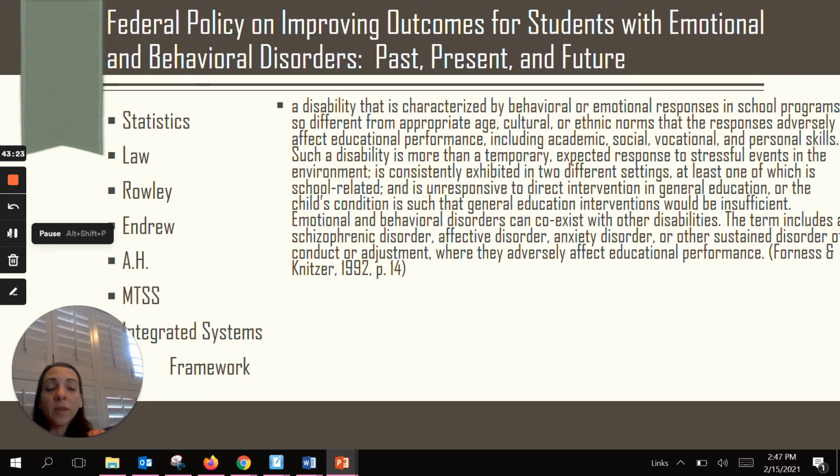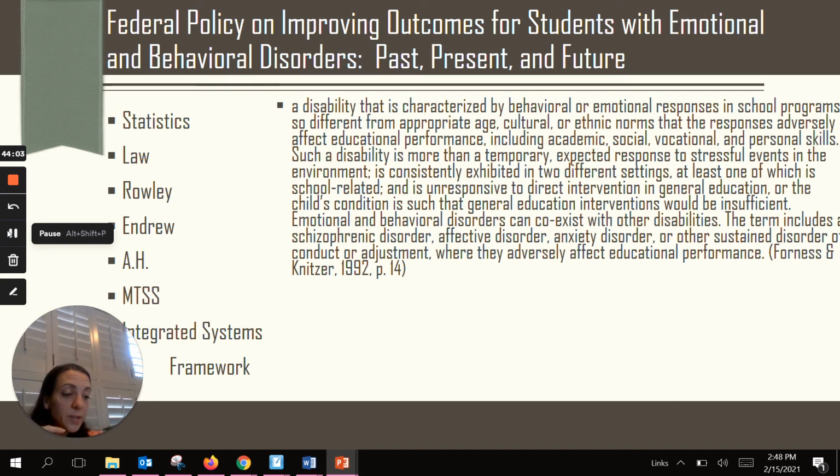Such a disability is more than a temporary expected response to a stressful event in the environment, is consistently exhibited in 2 different settings, at least one of which is school-related, and is unresponsive to direct intervention in general education, or the child's condition is such that general education interventions would be insufficient. Emotional and behavioral disorders can coexist with other disabilities. The term includes schizophrenic disorder, affective disorder, anxiety disorder, or other sustained disorders, or conduct or adjustment where they adversely affect educational performance. So it's a little bit more specific, but there's still some ambiguous terminology there.